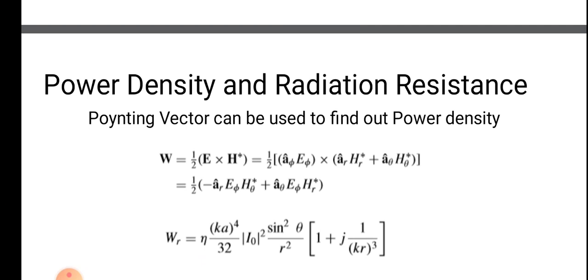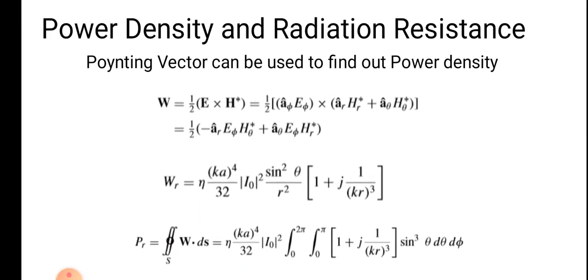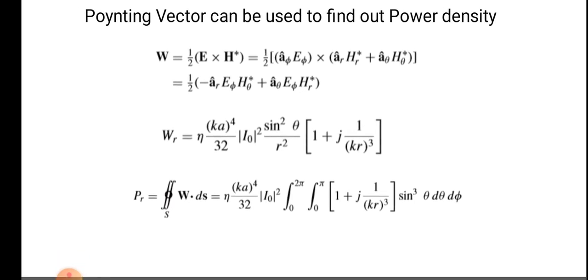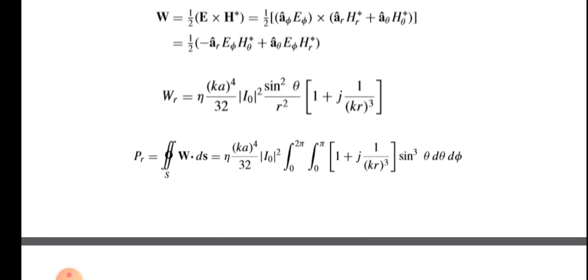E is a single quantity which is in the direction of phi, whereas H comprises two different quantities, one in the radial direction, another in the theta direction. So the cross product of these two will be 1/2, then in brackets minus a_r E phi H theta conjugate, and a_theta E phi H r conjugate. If you substitute all these, then you get the power density, which is written here.